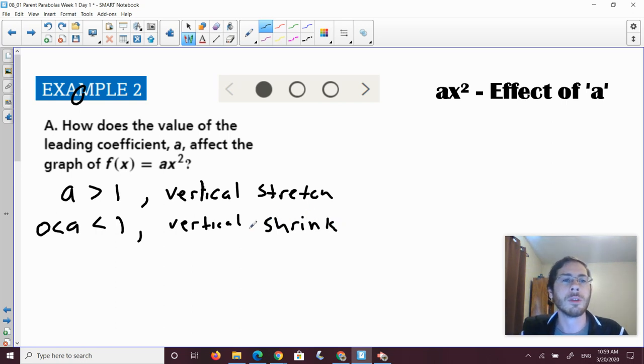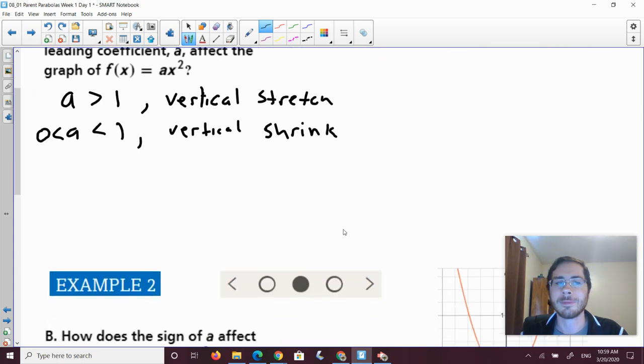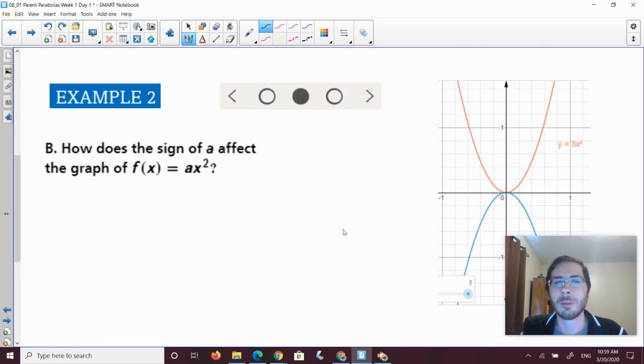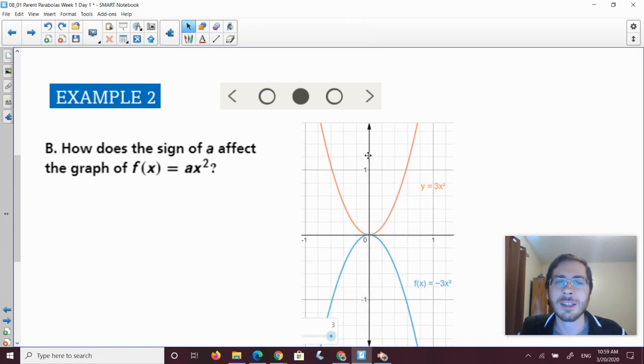So that's going to be what we have for our effect of a. Now, part B kind of gave it away, but part B asks what the negative sign does. So if you look at the graph here, you can kind of take a good guess. The red one's the original, the blue one's the negative. So what happens? It flips. It does a vertical flip.